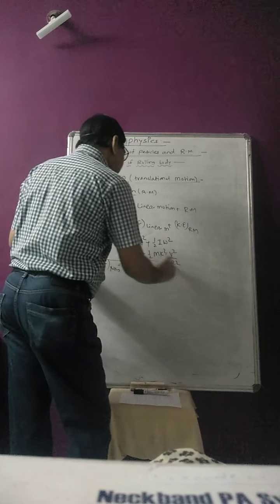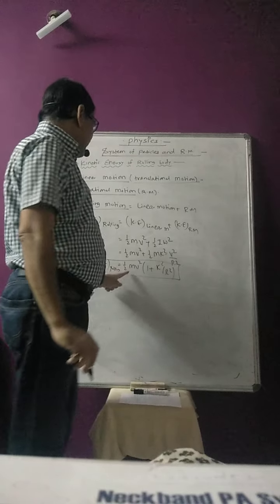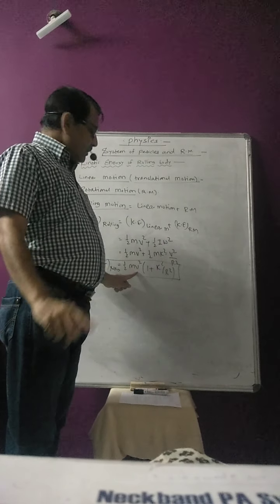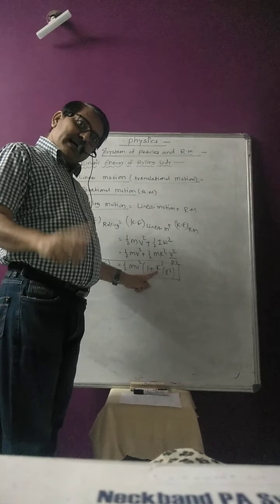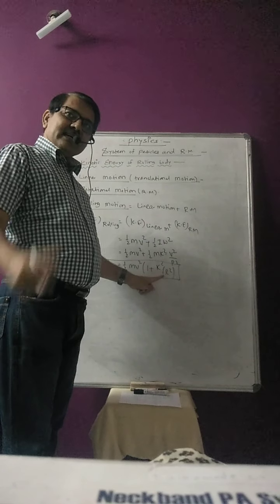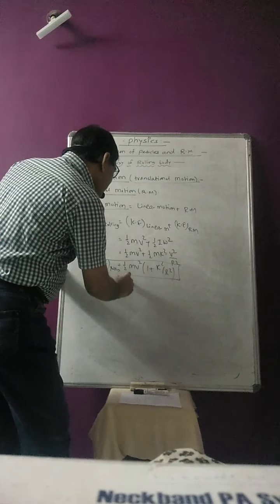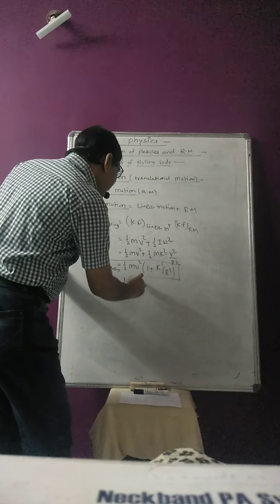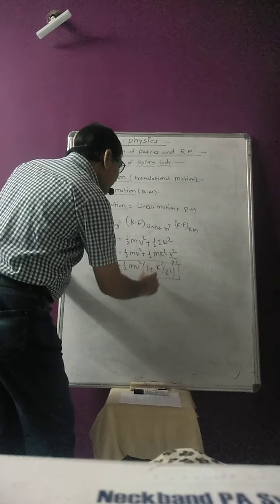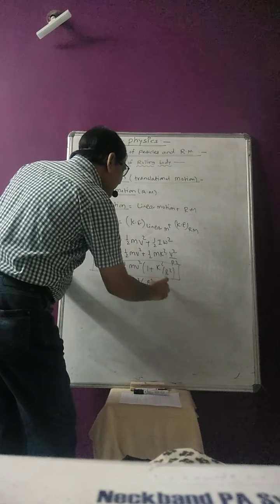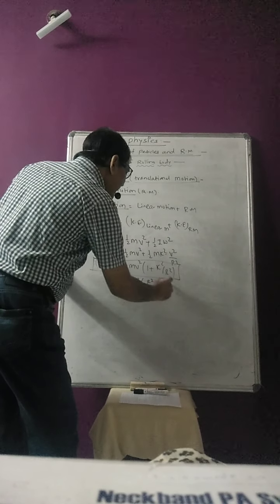So this is the first formula that we got here. m is the mass of the body, v is the velocity of the body, k is the radius of gyration, and r is the radius of the body. So that is the first formula. The second formula I can also write like this: 1/2 mv square times r square plus k square, divided by r square.